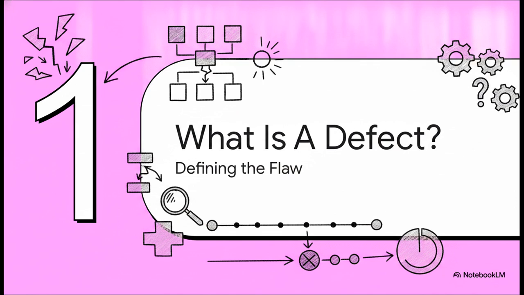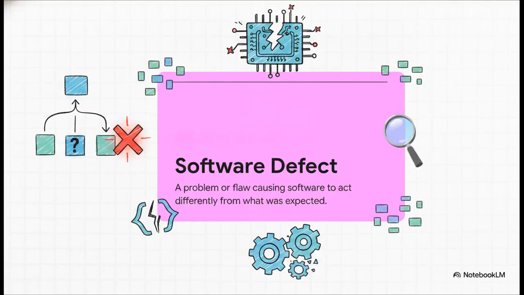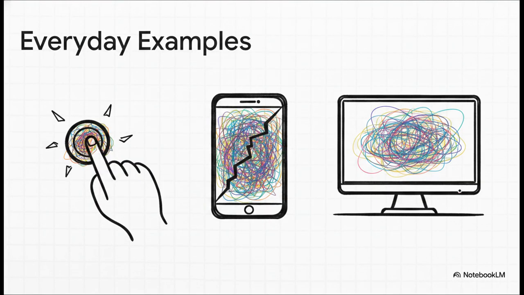Let's establish our baseline. So fundamentally, a defect is a problem or a flaw in the software. But the absolutely crucial part of this definition is actually the second half. It causes the software to act differently from what was expected. Basically, this means the software is failing to follow the given requirements or the logic that was set out for it. It's not just doing something objectively bad, it's doing something entirely other than what it was specifically instructed to do.